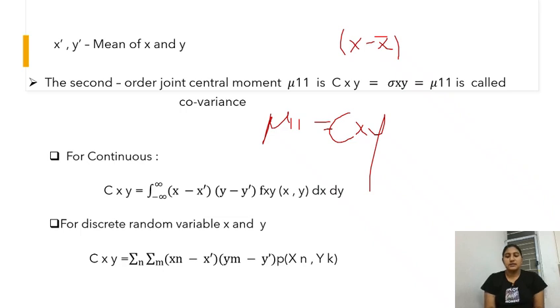For continuous random variables, Cxy equals the integral from minus infinity to infinity of (x minus x bar) into (y minus y bar) into fxy of x comma y dx dy. For discrete random variables x and y, Cxy equals the summation over n and the summation over k of (xn minus x bar) and (yk minus y bar) into p of xn comma yk. This is the formula for discrete random variables.